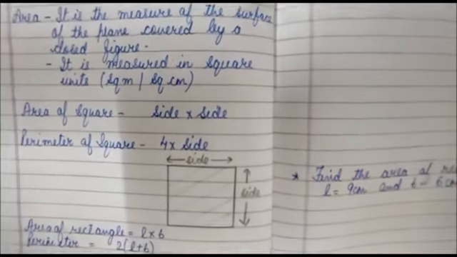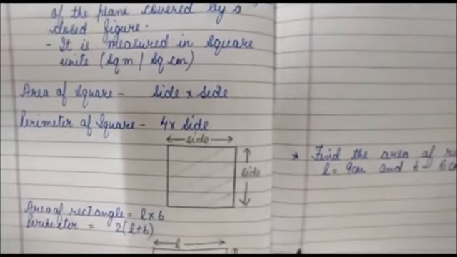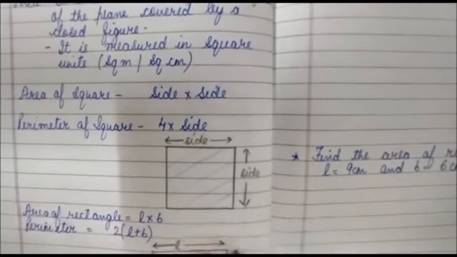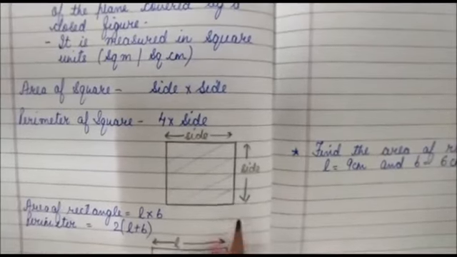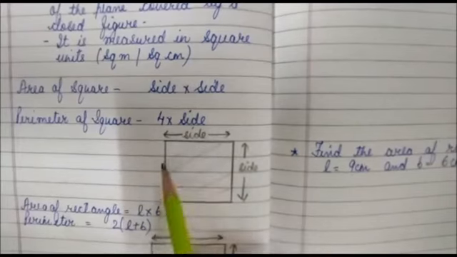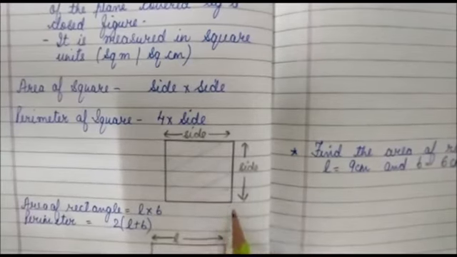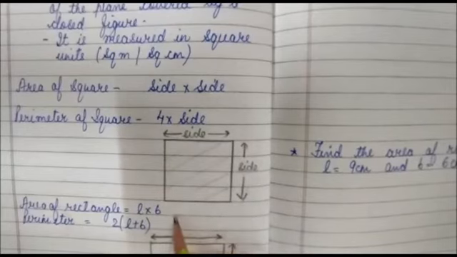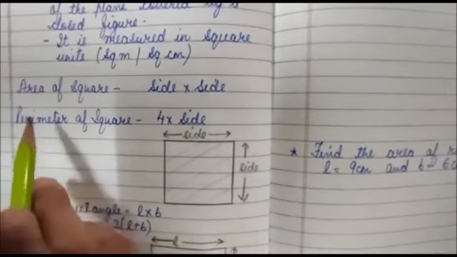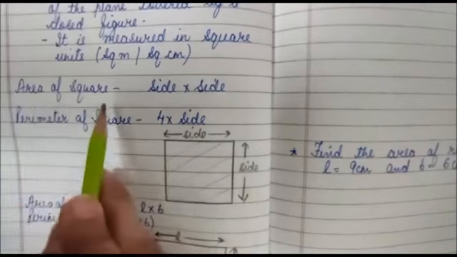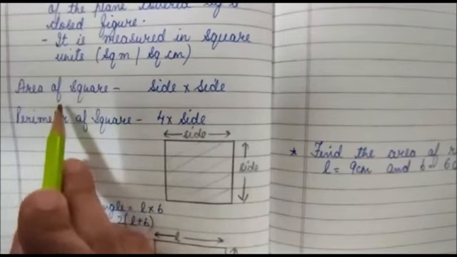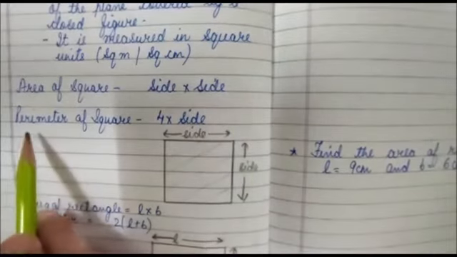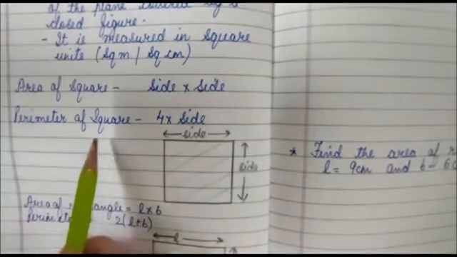So in this chapter, we have to mainly deal with the area of two shapes. We have square and rectangle. So let's first understand what is the area of a square. This is a square, a four-sided figure, and the special thing of a square is that it has all the sides equal. So what is the formula to calculate the area of any square? Side multiplied by side.